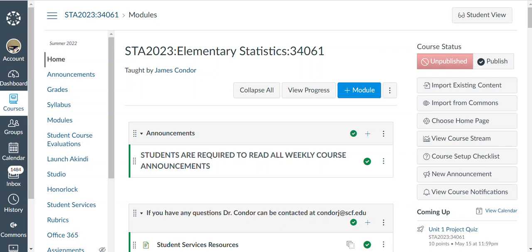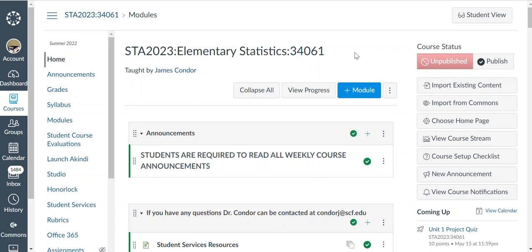So here we're looking at the Canvas homepage, and I use Canvas as the learning management system for the course. Just a note here, this says Elementary Statistics, section 340 is the CRN number, but this may or may not be your course. That just happens to be the Canvas course that I'm using to do the orientation video.